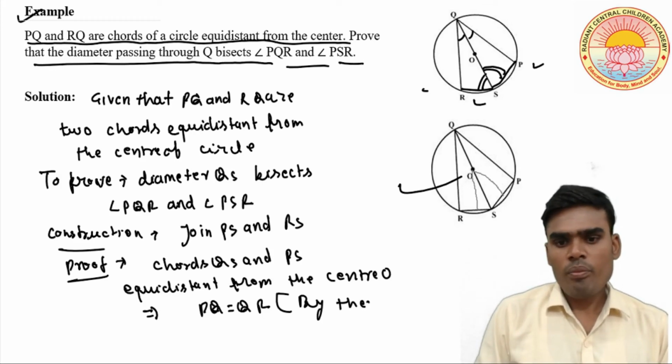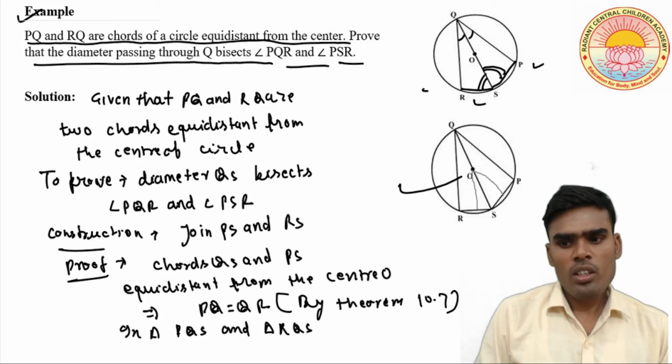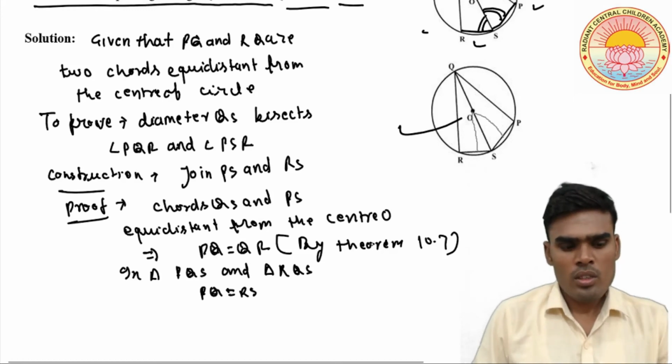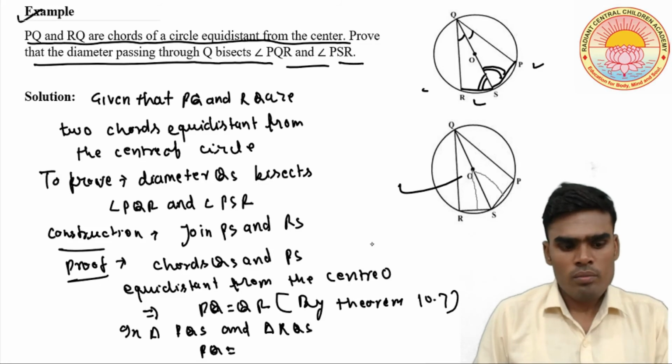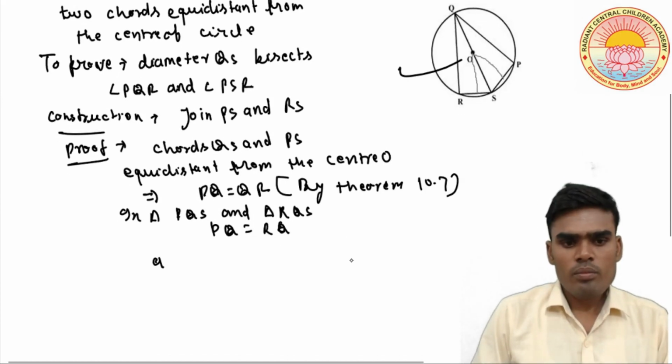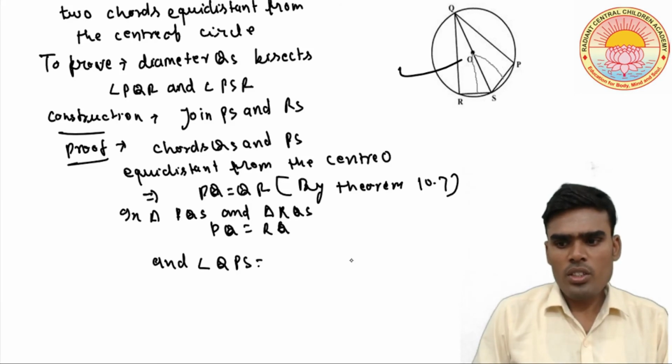By theorem 10.7, now in triangle PQS and triangle RQS, PS is equal to RS, PQ is equal to RQ, and angle QPS is equal to angle QRS, that is equal to 90 degrees.